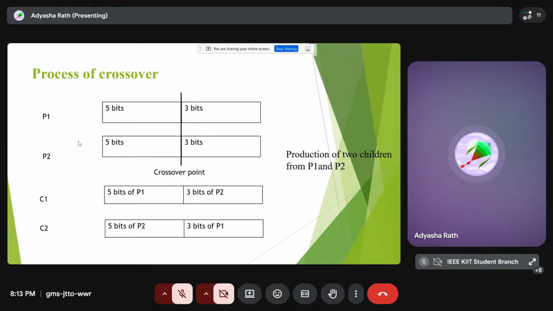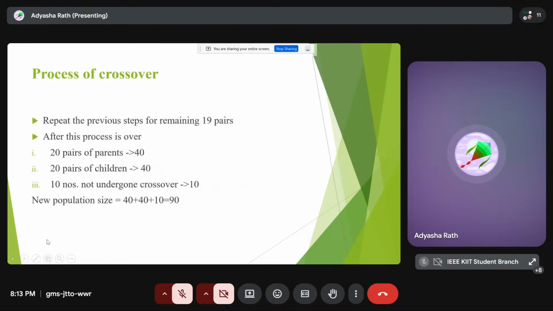So see here, in the process of crossover, P1 and P2, parent 1 and parent 2, will produce C1 and C2. Suppose after the fifth bit I got the single crossover point for P1 and P2. The 5 bits of P1 will merge with the 3 bits of P2. The 3 bits of P1 will merge with the 5 bits of P2. Then it will produce the two children, C1 and C2.